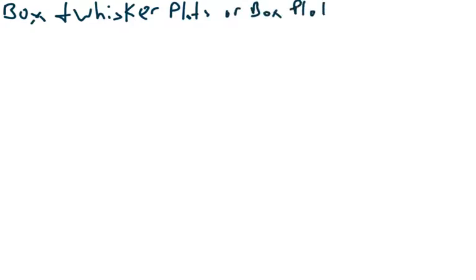These are called box and whisker plots, or sometimes just box plots. Okay? And a box plot is a type of graph.